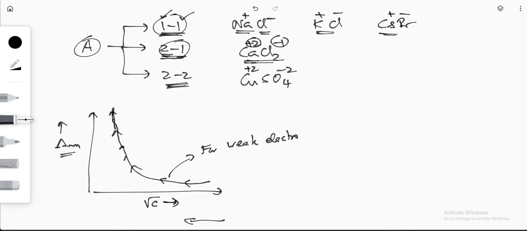What is a weak electrolyte? A weak electrolyte is an electrolyte which undergoes only partial ionization. Partial ionization means, suppose I put 1,000 molecules of a weak electrolyte in water, out of 1,000 molecules, say 15 or 20 molecules alone will ionize. All other molecules remain in the undissociated form. Okay, so for a strong electrolyte, if we plot lambda m versus root c, we get a straight line with a negative slope. For a weak electrolyte, if we plot lambda m versus root c, we get a curve instead of a straight line. Okay, note down.